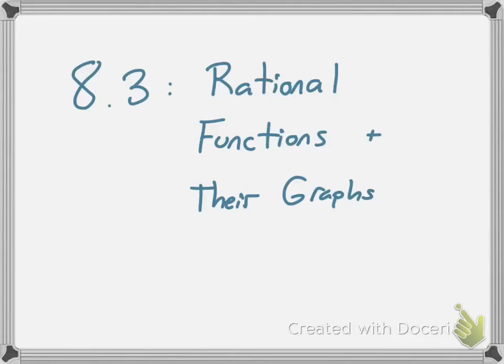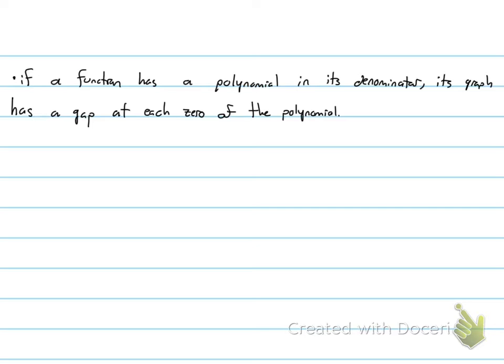In section 8.3, we're going to be talking about rational functions and their graphs. And I apologize in advance for how long this video is going to be. If a function has a polynomial in its denominator, its graph has a gap at each zero of the polynomial.